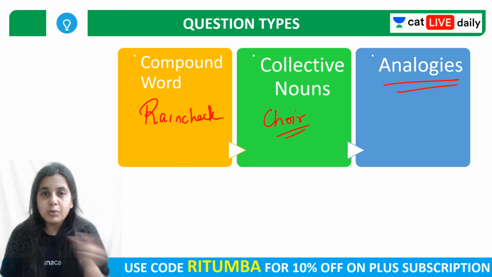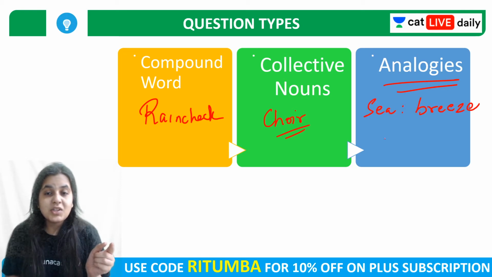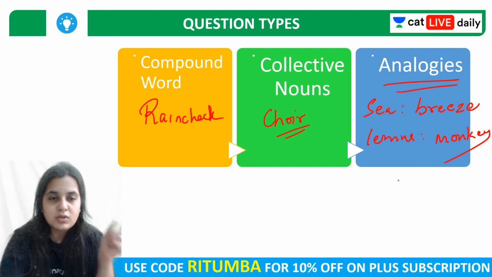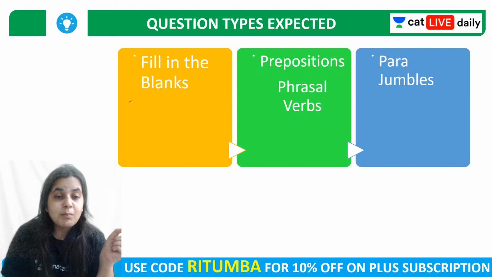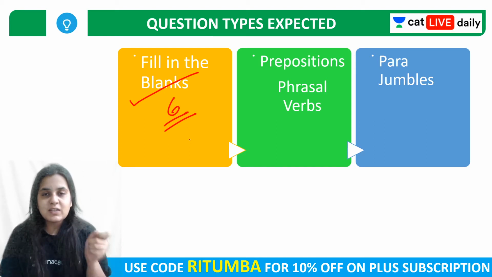Analogies again important in both the slots, there were analogy questions. So there was a question on sea and breeze, then there was the question on lemur being a monkey, correct? So this was the question that was asked in slot 1 and slot 2. So compound words, collective nouns, analogies, fill in the blanks. There were approximately 6 fill in the blanks in slot 1.